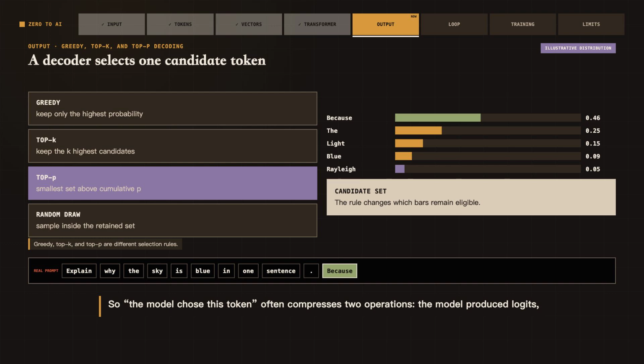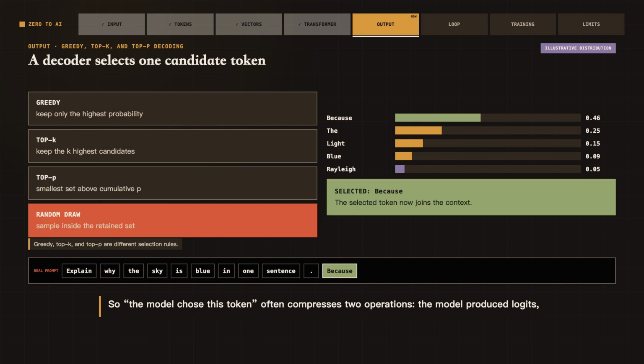So, the model chose. This token often compresses 2 operations. The model produced logits, and the decoding system selected a token under a set of rules. Suppose the selected token decodes to the beginning of the word sunlight. That token ID is appended to the sequence. The answer is not finished. The model must now predict what comes after that new token.